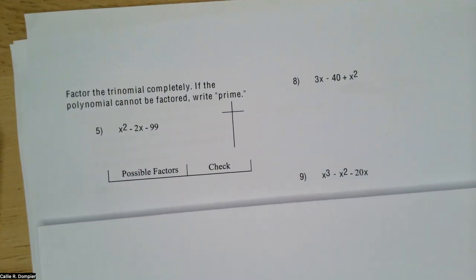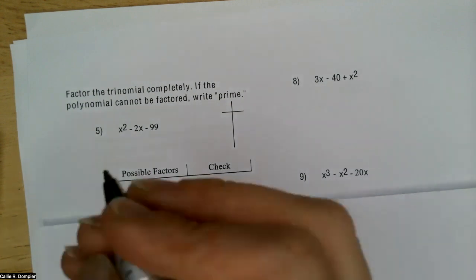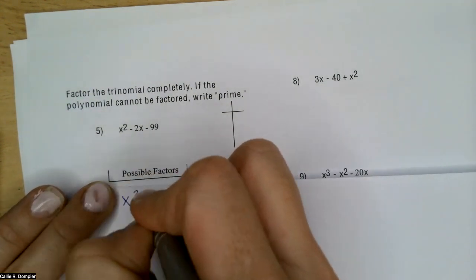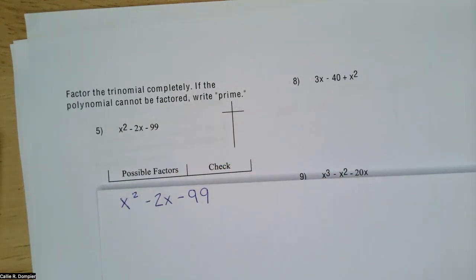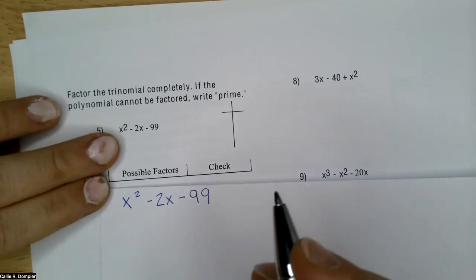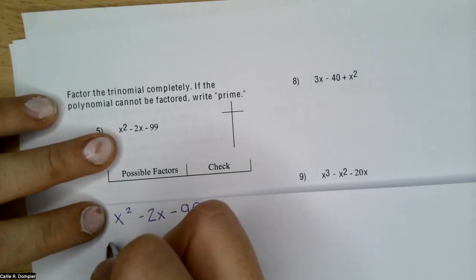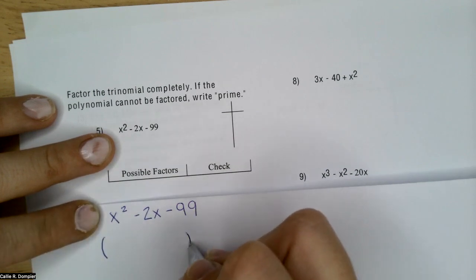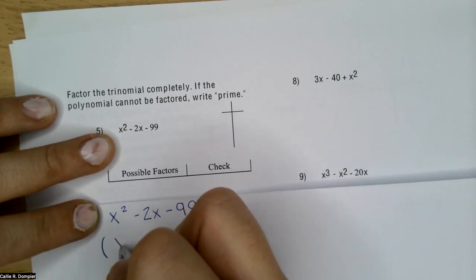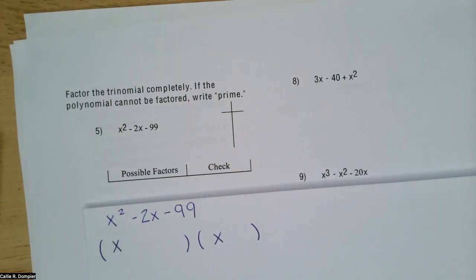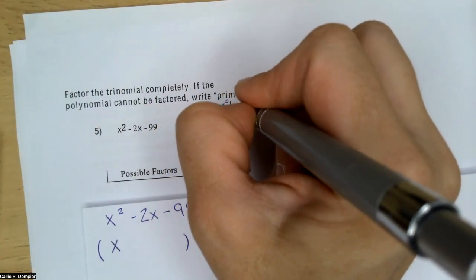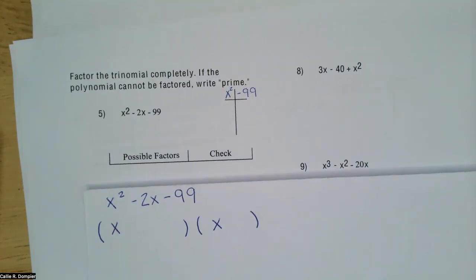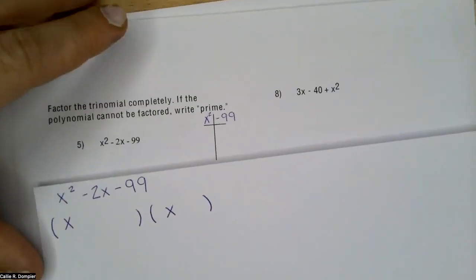So we've got x squared minus 2x minus 99. Good. All right, what are the factors of x squared? Well, the factors of x squared are x times x. Now we need to find the factors of -99. So here was x squared, and here is -99. Okay, factoring -99.